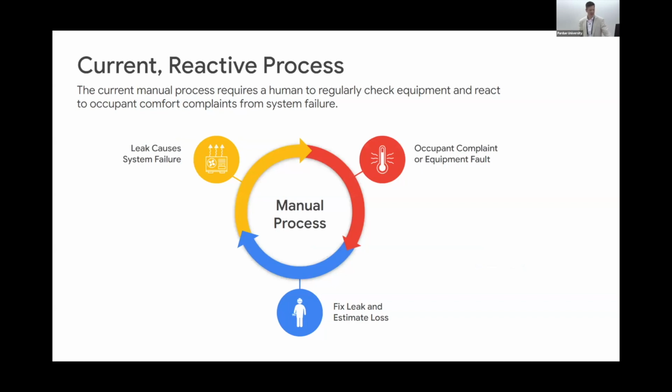This is the process we follow, probably a very standard approach. A leak causes a system failure, then an occupant complains. This is the case where we have 50% leakage. The device is no longer able to provide cooling, we have complaints, and then a technician goes up to the roof, recharges the device, and maybe fixes the problem. So it's a very manual process, and we think Google should be a little more advanced and push the envelope a little bit on this.